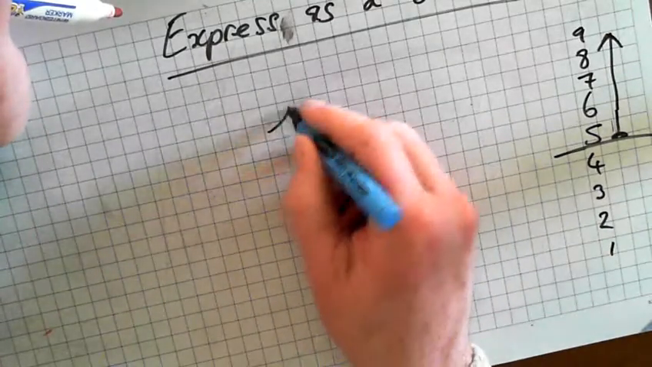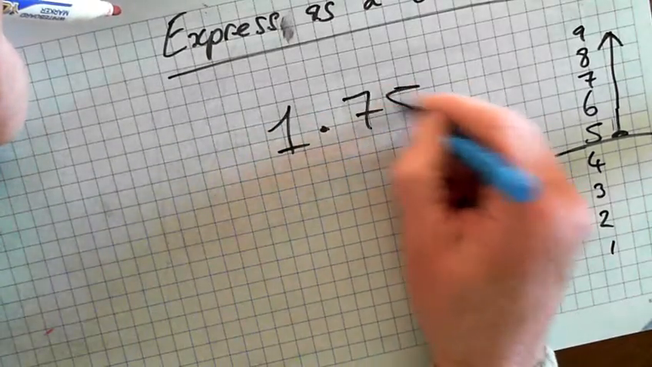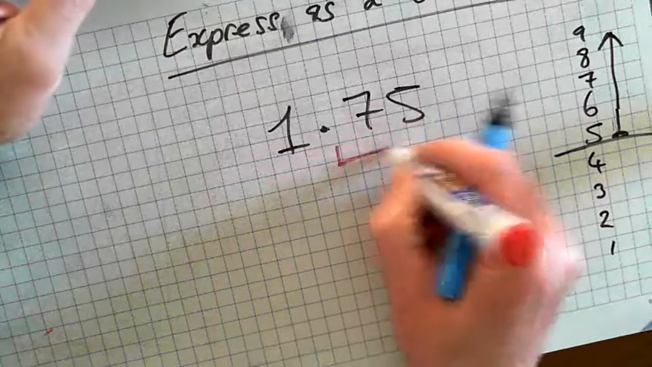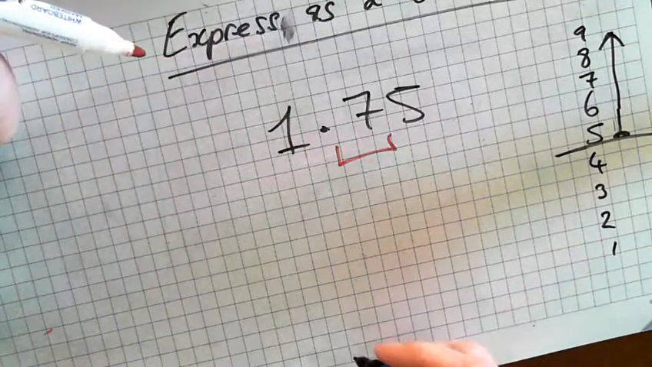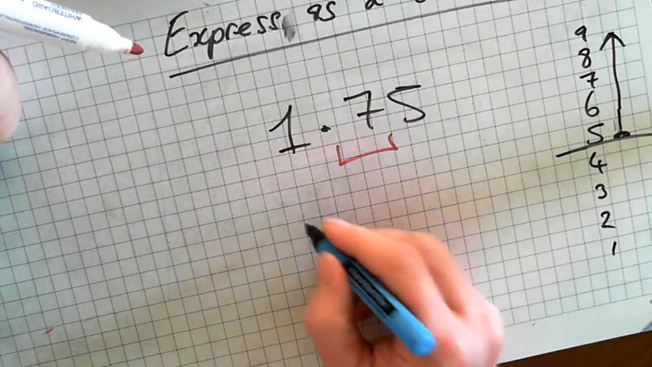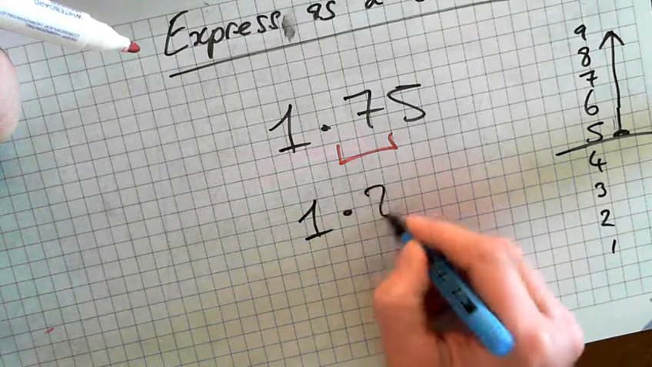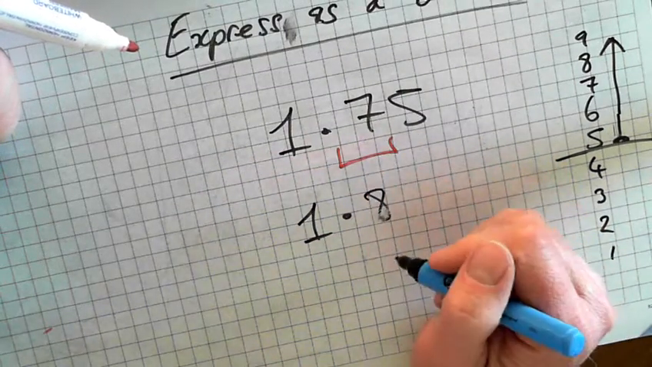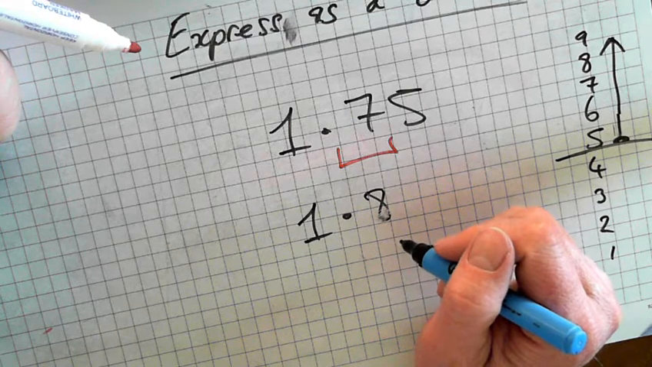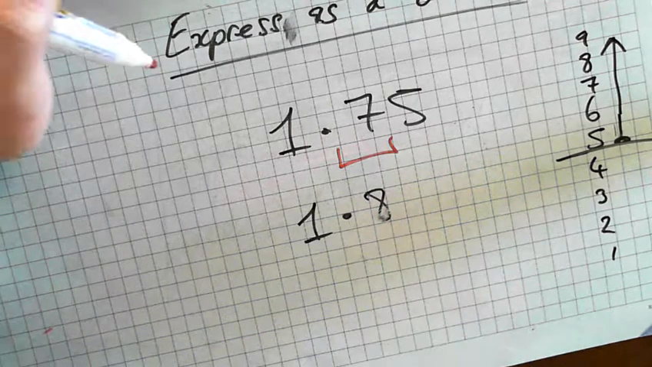And one more. 1.75 to 1 decimal place. Do I round it up? 1.8. The 5 changes the 7 to an 8. Round it to 1 decimal place. Oh, decimal. Yeah.